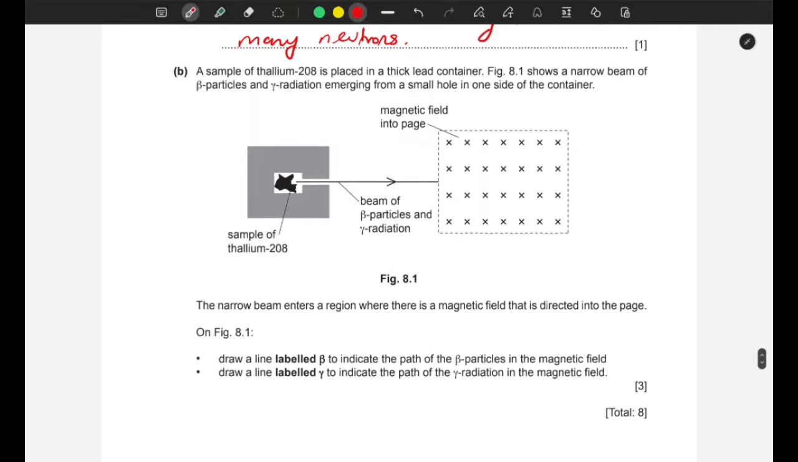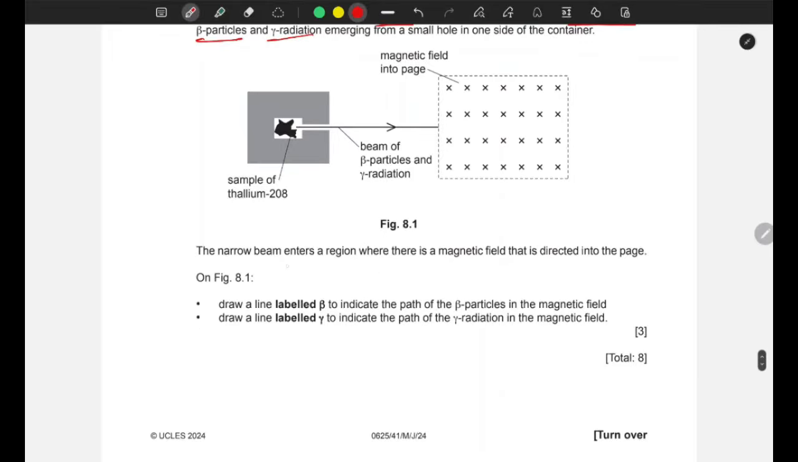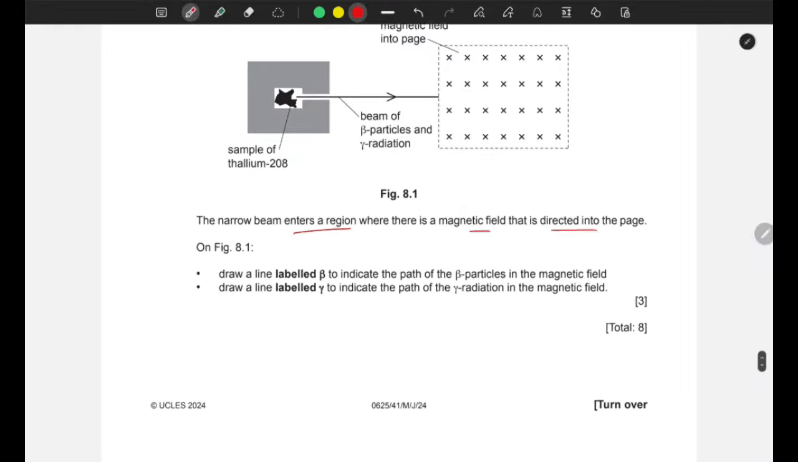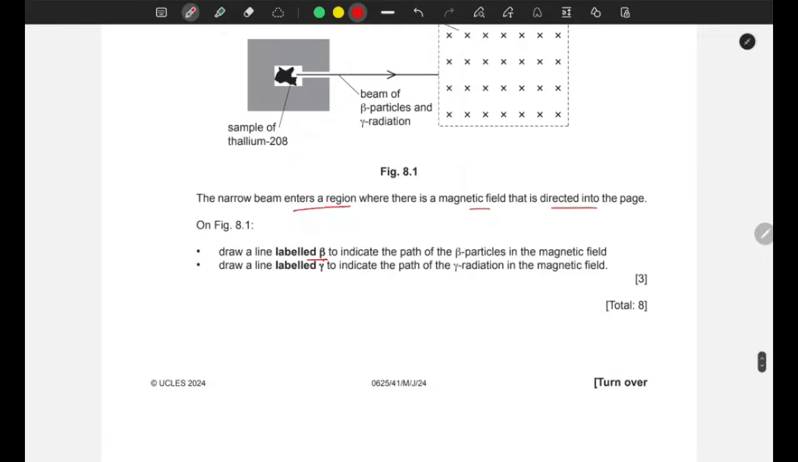Part B. A sample of thallium-208 is placed in a thick lead container. Figure 8.1 shows a narrow beam of beta particles and gamma radiation emerging from a small hole in one side of the container. The narrow beam enters a region where there is a magnetic field that is directed into the page. On figure 8.1, draw a labeled line B to indicate the path of the beta particles in the magnetic field, and draw a labeled line Y to indicate the path of gamma radiation in the magnetic field.